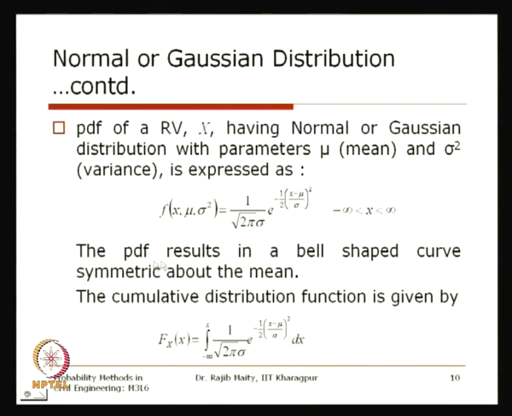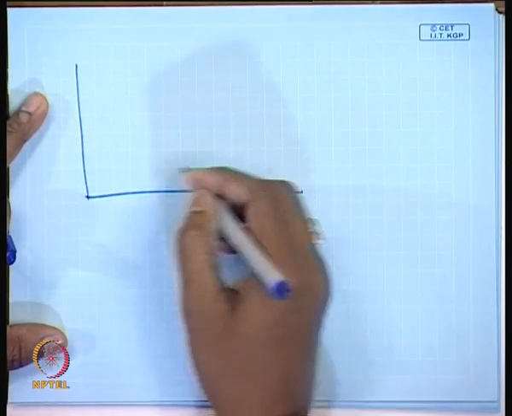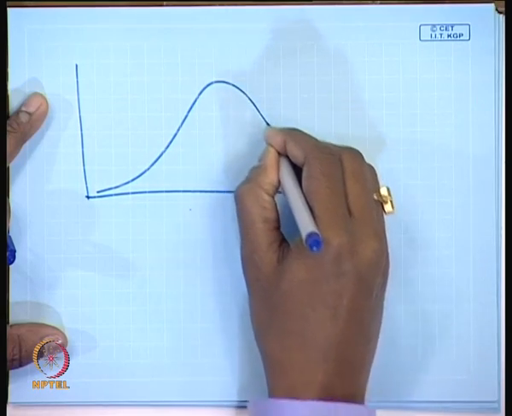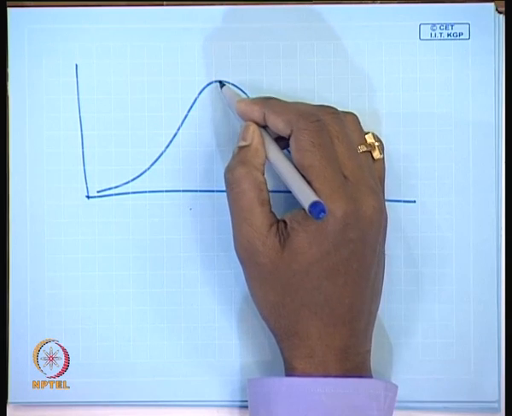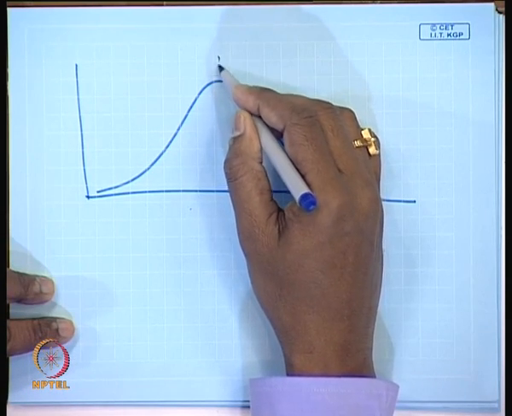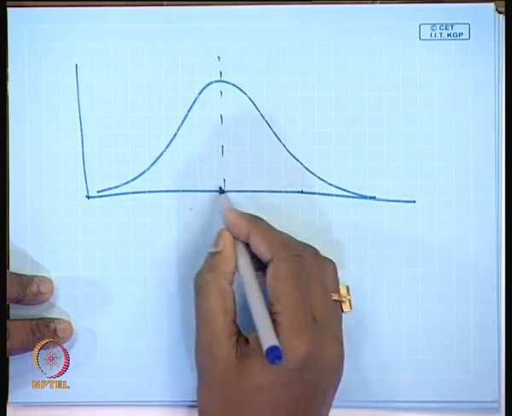So, this PDF results in a bell-shaped curve, which is symmetric about the mean. In the earlier cases also, this distribution generally looks like this. It has its mean, and obviously the mean, mode and median are the same here. This is known as a bell-shaped curve, and it is symmetric with respect to this mean.